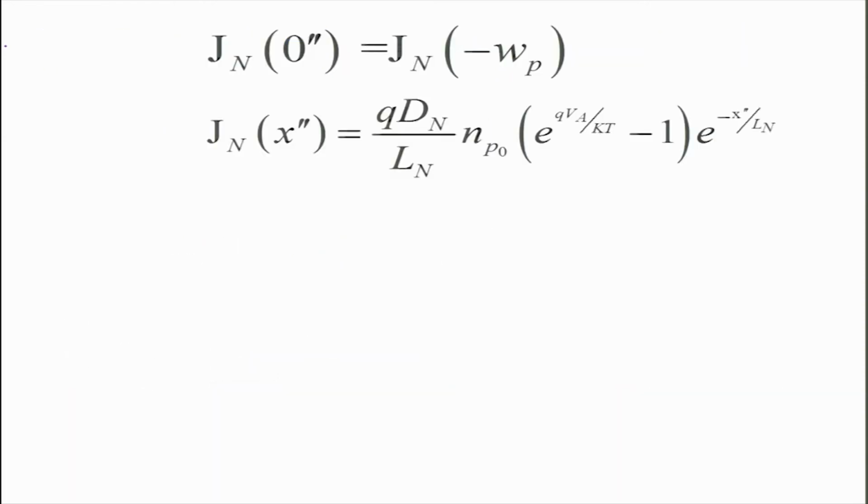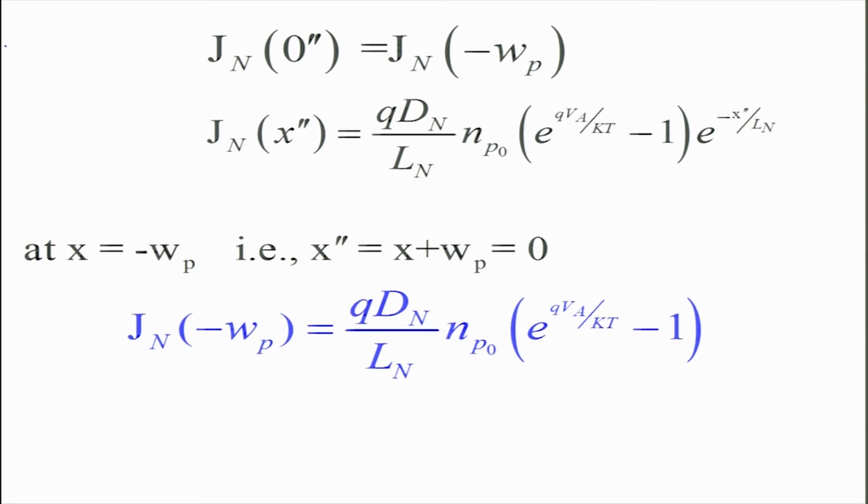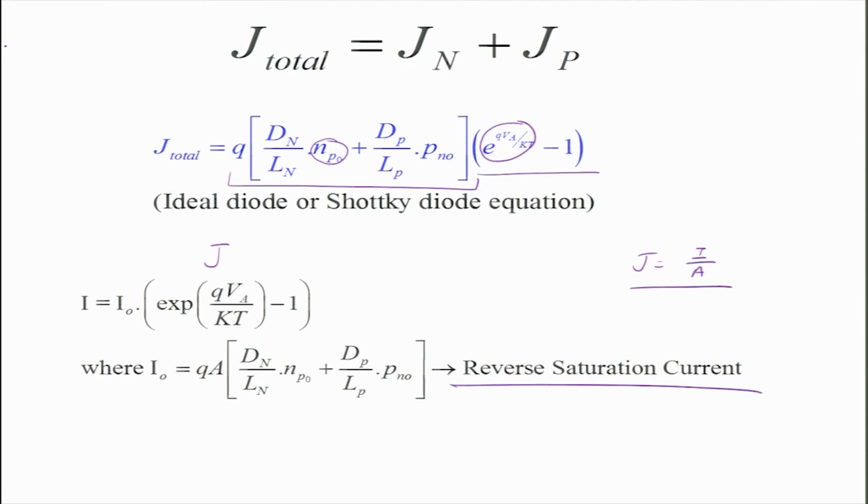Then again you do the simple thing, since we want to calculate Jn at minus Wp, you replace x double prime by 0, so at minus Wp x double prime is equal to 0. So hence Jn at minus Wp is nothing but q Dn divided by Ln into Np naught into exponential of qVa by kT minus 1, and then you sum them up, and what we get is the famous diode equation that you obtain, and that is what gives you the exponential relationship of diode current. So this is the analysis that we have done in dark.